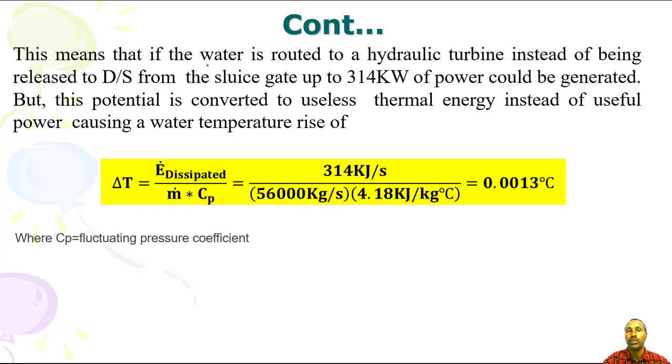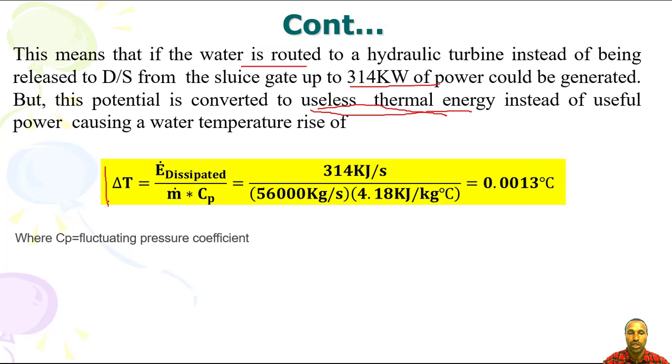This means that if water is routed through a hydraulic turbine instead of being released to the downstream side of the channel from the sluice gate, up to 314 kilowatts of power could be generated. But this potential is converted to useless thermal energy on the downstream side, causing a water temperature rise.